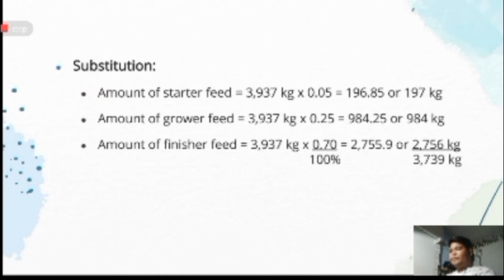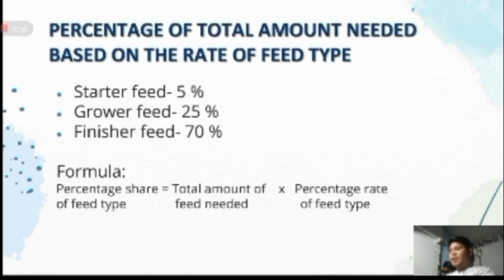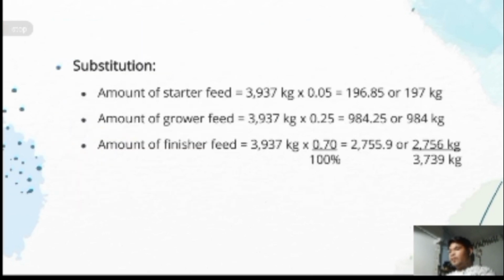Para sa ating starter feed, yung ating total amount of feed needed is 3,937 kilograms, which is same doon sa ating previous problem, times the constant or the percentage rate of our starter feed, which is 0.05, and we will get 196.85 or 197. Next we have is the grower feed, 3,937 kilograms times 0.25, and we will get 984.25 or 984 kilograms.